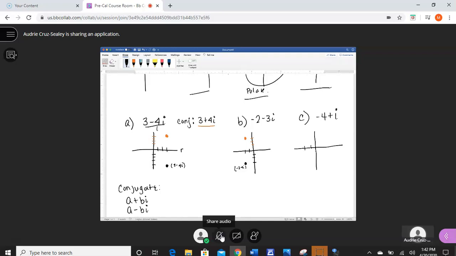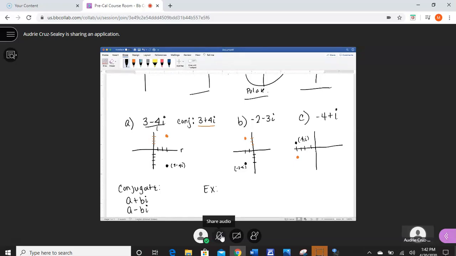-4 plus i, and its conjugate. Is everybody okay with this?